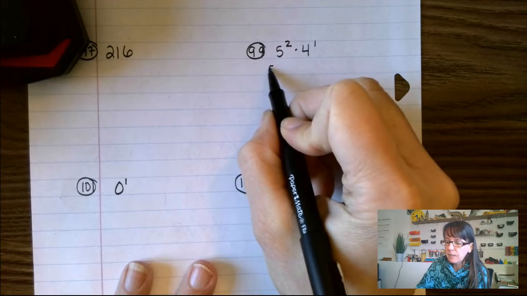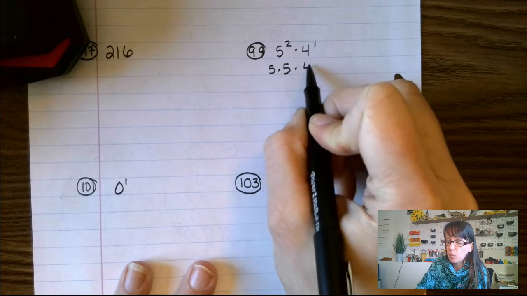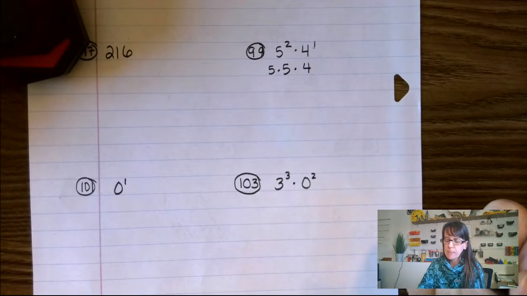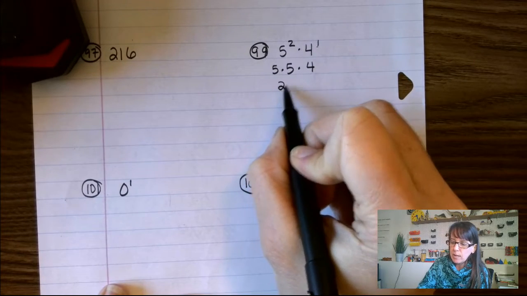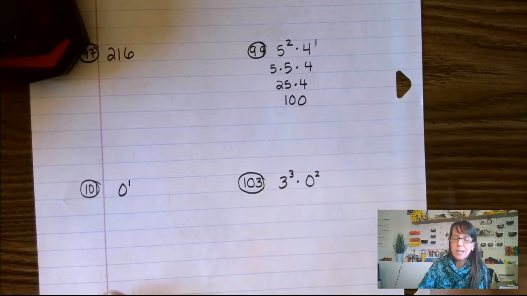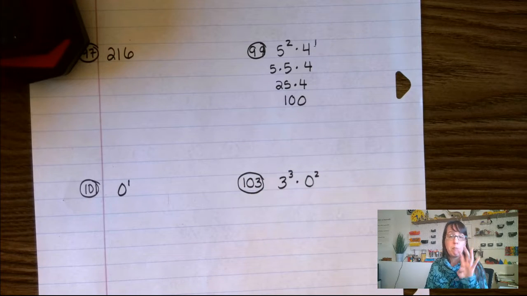So this is 5 times 5 times 4, and the 4 is just to the 1 power, so it's just 1. 5 times 5, we know that's 25, times 4, that's going to give me 100. Think of quarters, right? If you have 4 quarters, you have $1, and each quarter is worth 25 cents.